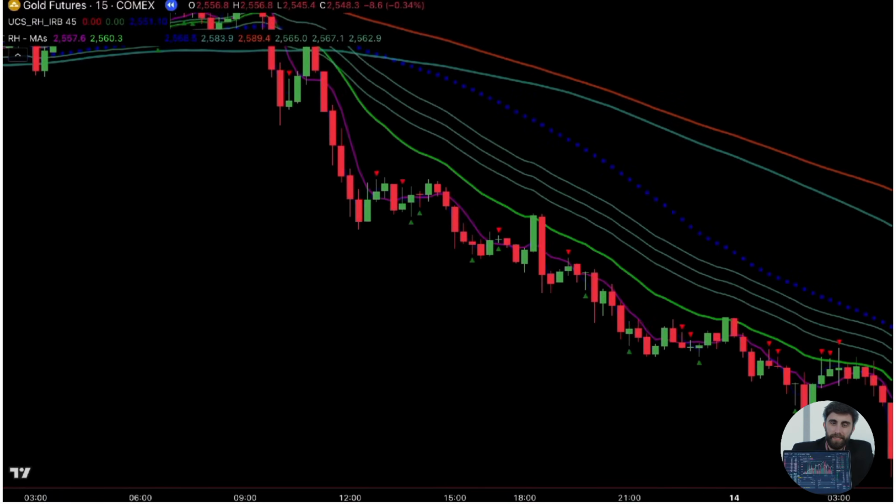For example, in this chart, the green and purple lines are parallel, and there are no extra lines in between. The candles below the purple line confirm a downtrend, giving us a clear signal to enter a short trade. In an uptrend, it's the same concept but reversed. The candles must be above the purple line.